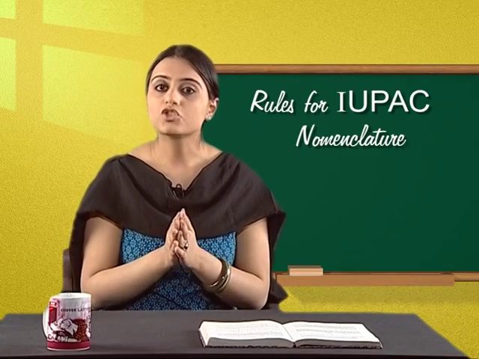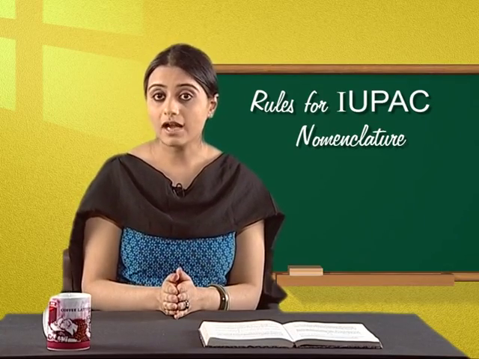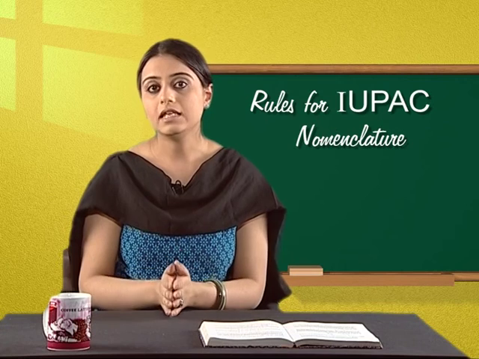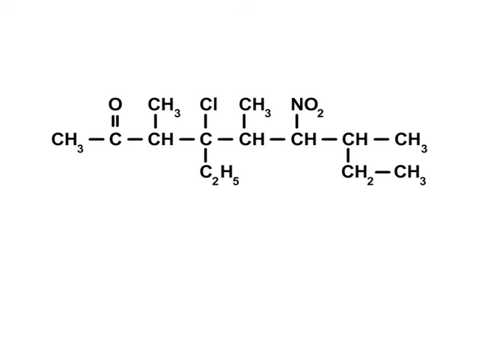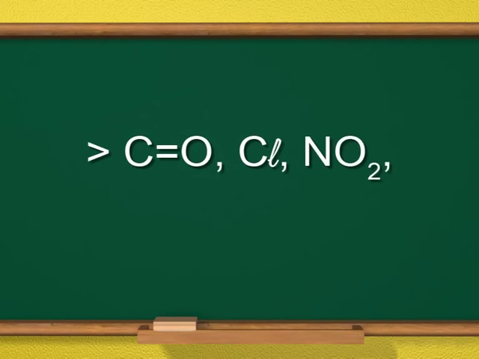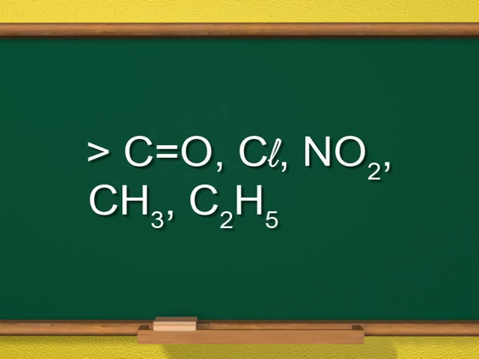Students, it's time to check your knowledge. Try to write the IUPAC name of the following compounds. Its largest chain has 9 carbon atoms, hence its word root is non. Its parent hydrocarbon is nonane. This organic compound has these functional groups: C double bond O or keto group, Cl or chloro group, NO2 or nitro group, CH3 or methyl group, and C2H5 or ethyl group.